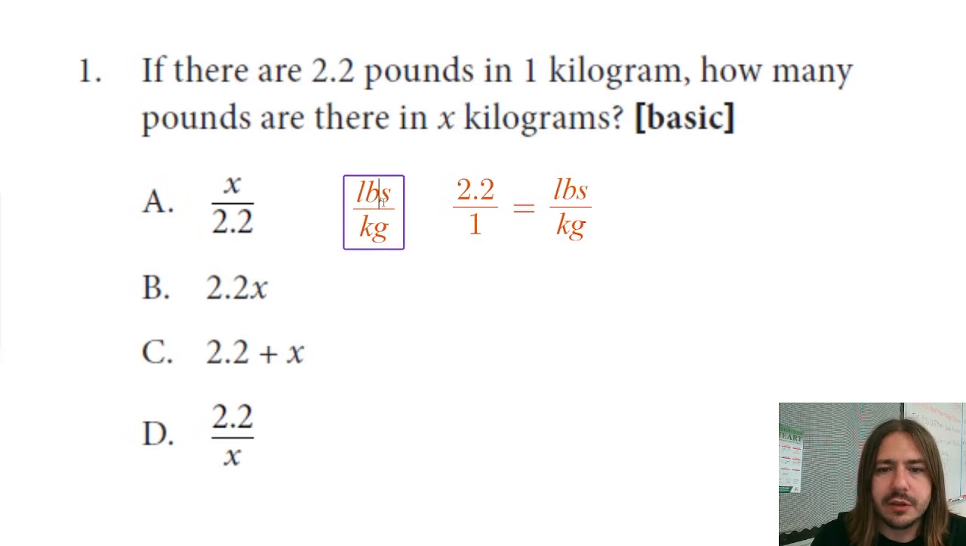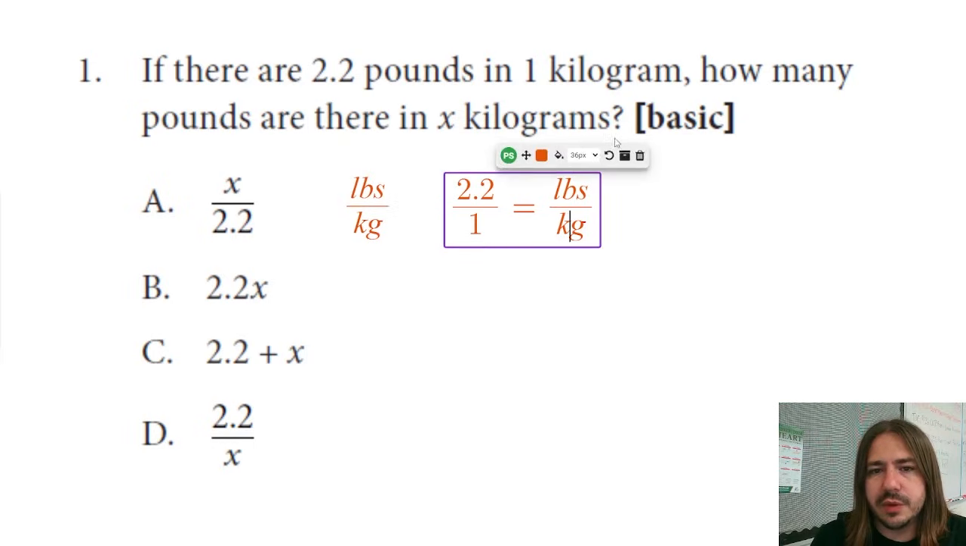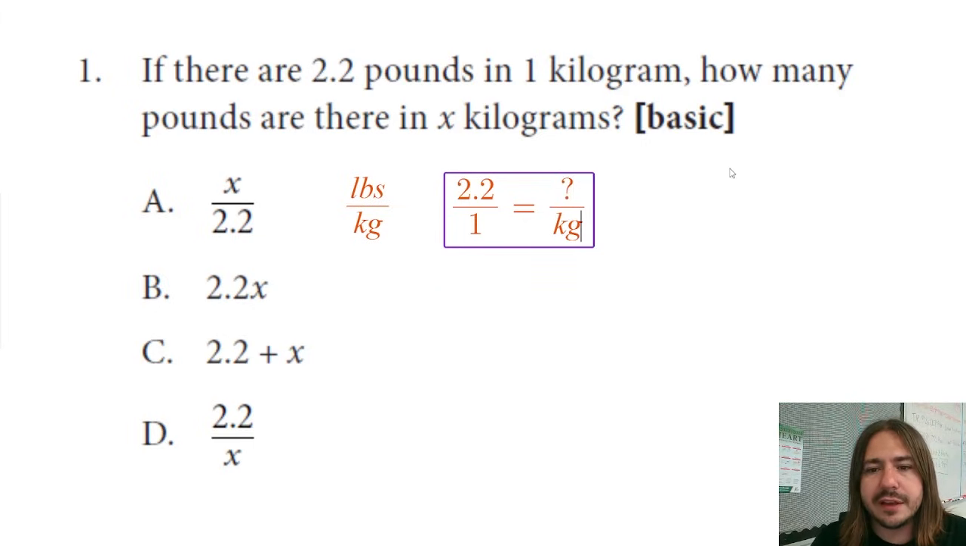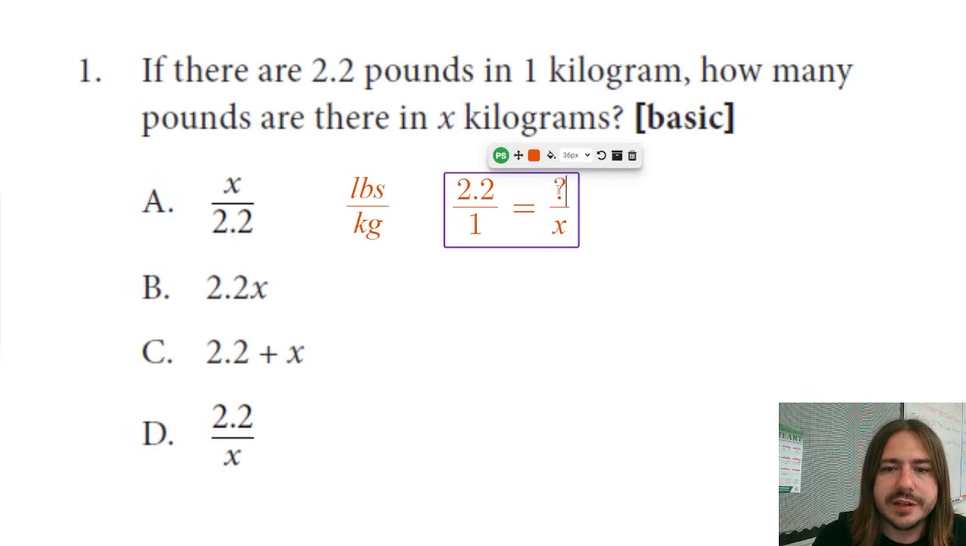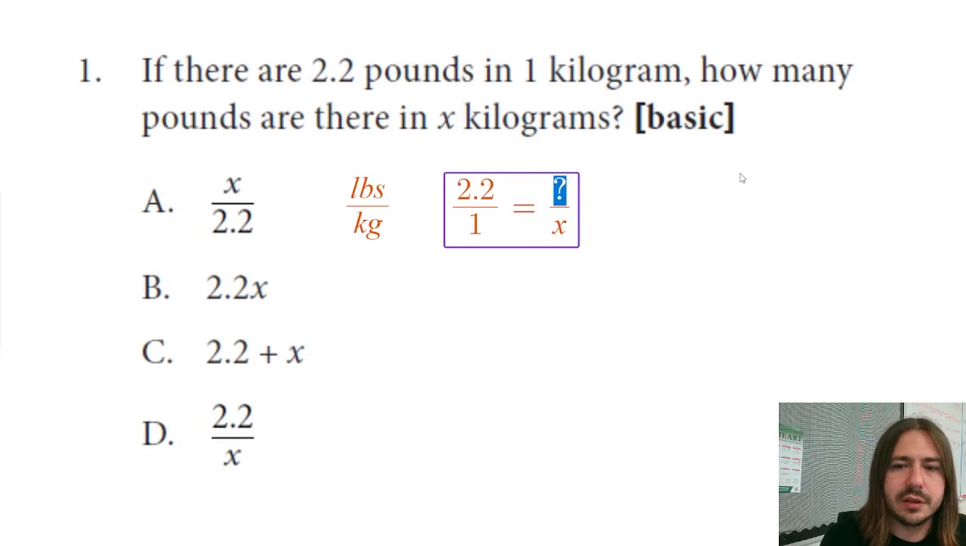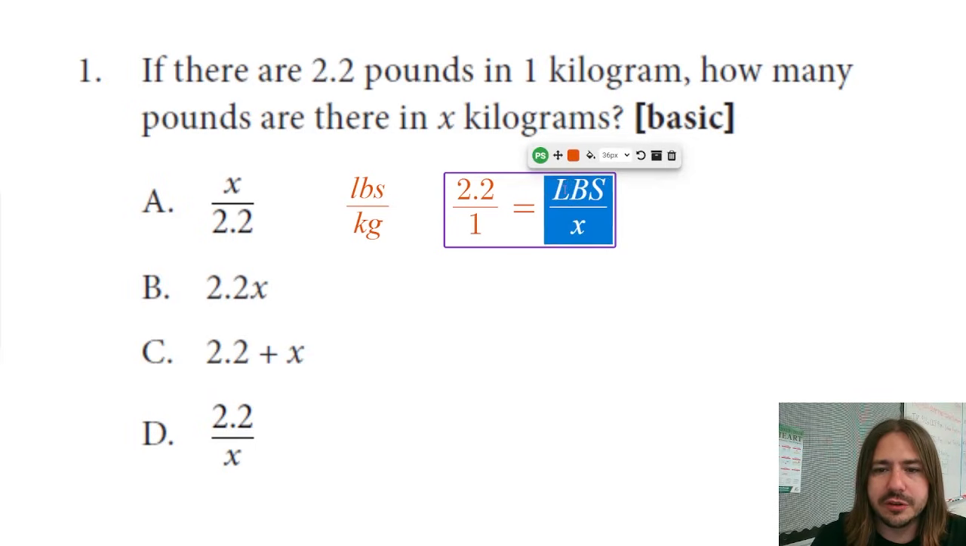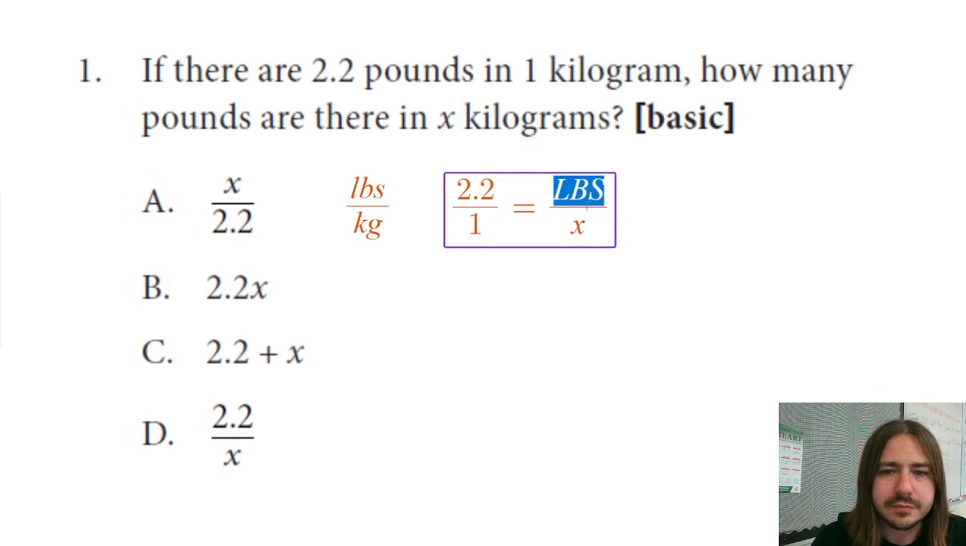So the next ratio will be, how many pounds, so this is our question mark, that's what we're trying to find, are there in X kilograms? So instead of a question mark here, I'll just put pounds, and then we'll just solve for this. If you want to just use one variable like L, that's fine too. But I just want to make sure that we know what it is we're trying to find. So we're trying to solve for the pounds in terms of X. Notice how all of these expressions are written in terms of X. So we're just going to solve for the pounds here.